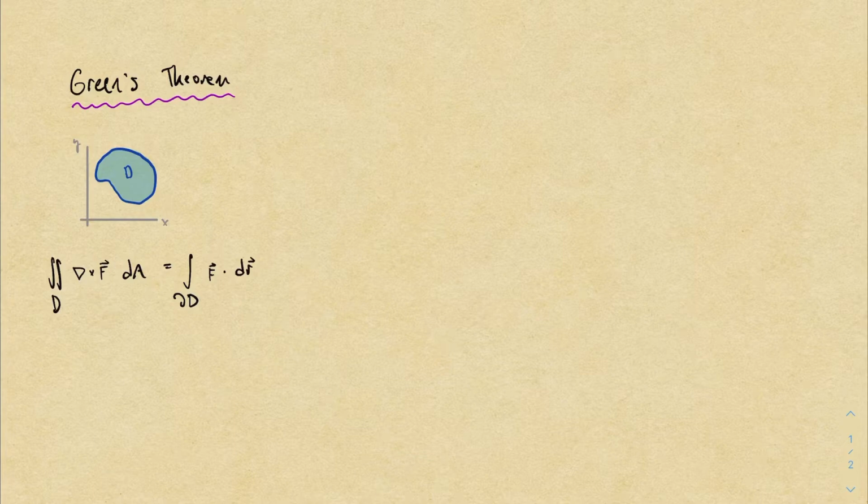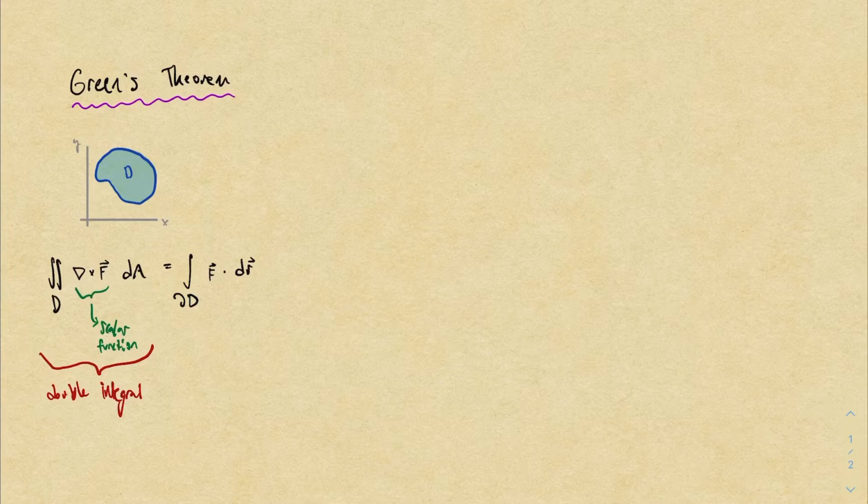Now, a couple comments. On the left-hand side here, the curl of f in 2 dimensions is a scalar valued function. It's just a number. So that means that this integral on the left is an honest double integral. So in other words, on the left-hand side, there's no issue about orientation or anything like that. However, on the right-hand side, this is a vector line integral, so the orientation of the boundary curve matters.